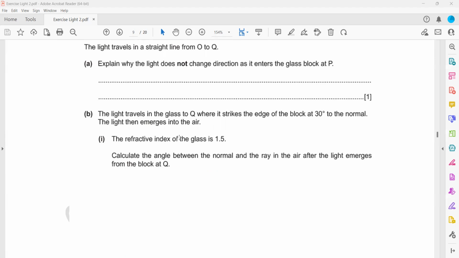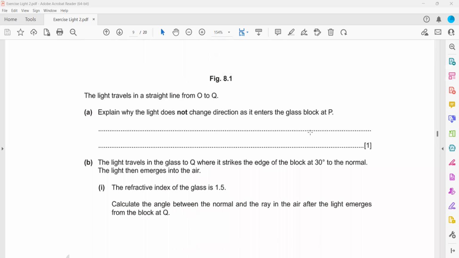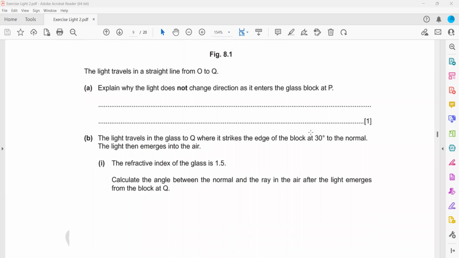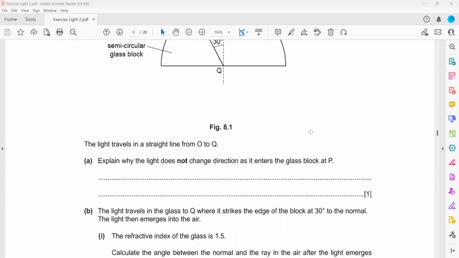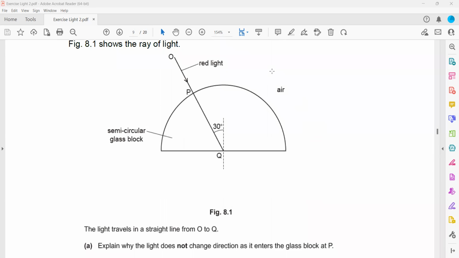Then the light travels in the glass to Q, where it strikes the edge at an angle of 30, as you can see. The refractive index is 1.5. We need the angle at which the light emerges. First, it is moving from glass to air. What will be the formula for refractive index? Sine R over sine I. So it will be sine R over sine I, because moving from glass to air, it will bend away from the normal.